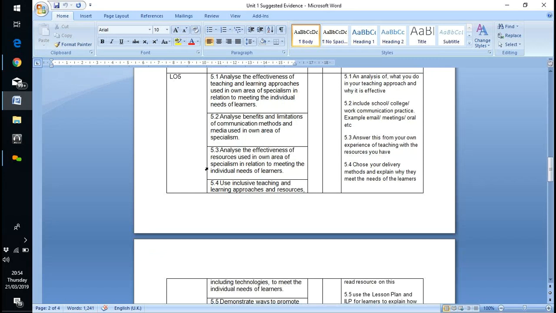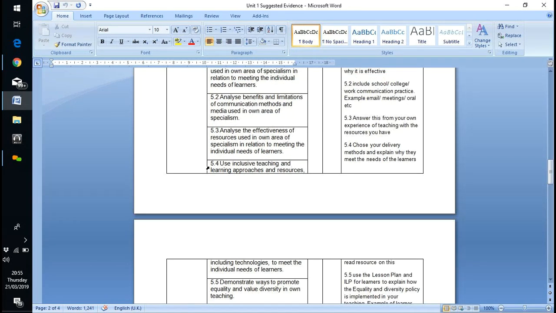5.3 is analyse the effectiveness of the resources used in relation to meeting the individual needs of learners. If you have got plenty of resources and they're well supplied, explain how that happens. If there's a dearth of resources and you think you could do it a lot more, talk about it.